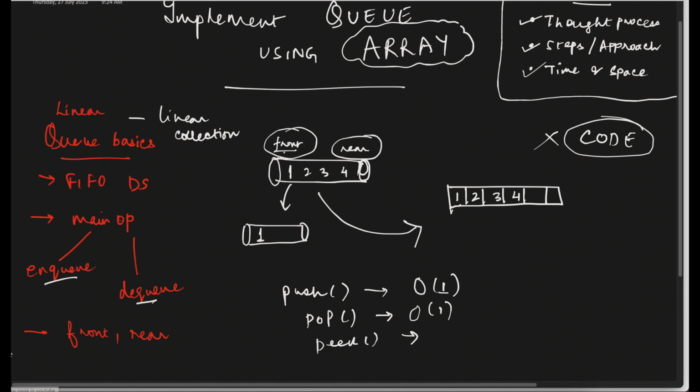Constant time. Peek. If I just do, like, what is the element at the front pointer, like ARR of front in case of an array, I'll get the element which is at the front. So the peek can also be done. So all the operations are having constant time. And I'm not making use of any additional space. So space is also constant.